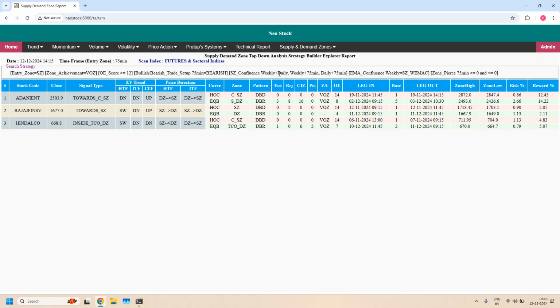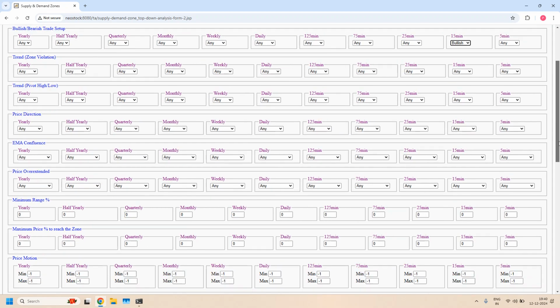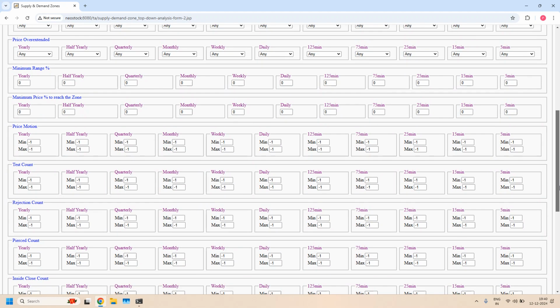The next income trade is a daily income trade. In daily income trade, bullish trade setup, entry time frame 15 minutes, entry zone, demand zone. In bullish or bearish trade setup, at 15 minutes time frame, I am selecting bullish. These 15 minutes demand zones should not be pierced. So in the pierced count, at 15 minutes time frame, I am setting minimum value 0, maximum value 0.